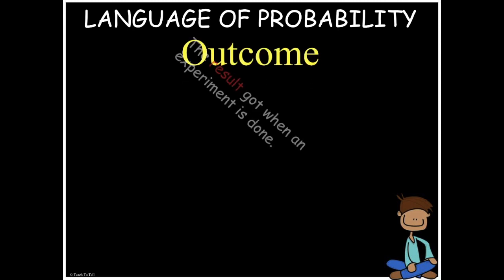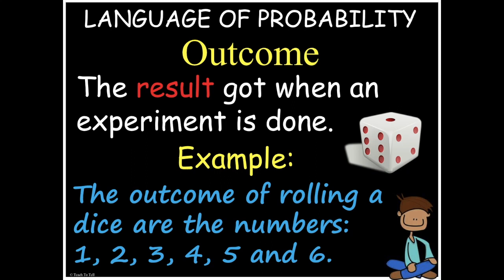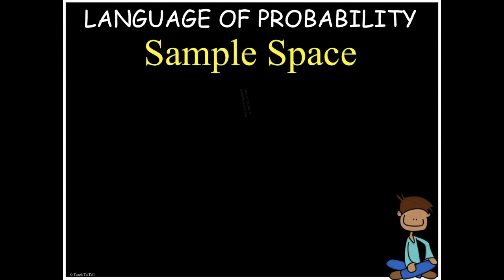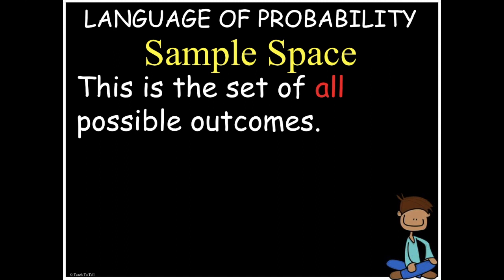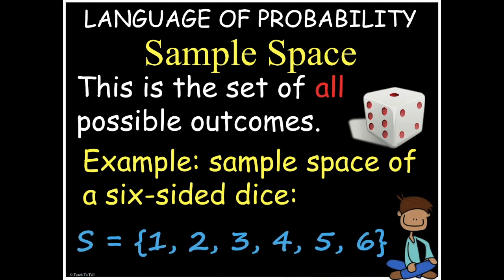The outcome is the result when an experiment is done. So thinking of our dice, if you roll the dice, the outcomes of rolling are the numbers 1, 2, 3, 4, 5, and 6. So it's all the possible outcomes that could be. If you had a 12-sided dice, it would be all the numbers up to 12. So the outcome is the result. Sample space. So this is a set of all the possible outcomes. So a sample space of a 6-sided dice would be 1, 2, 3, 4, 5, 6.